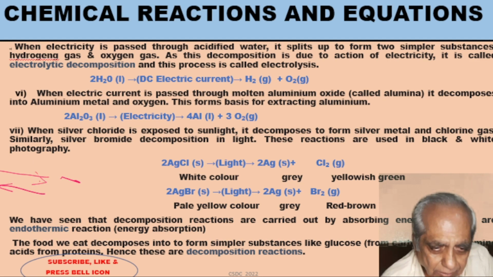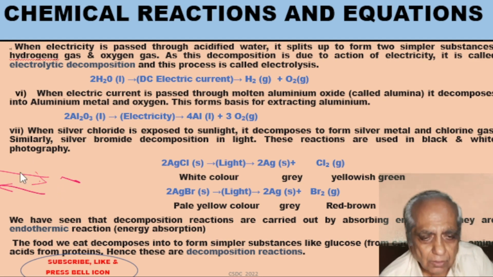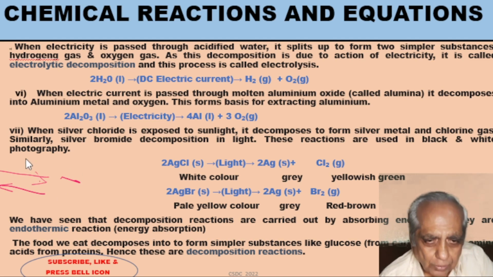This is positive and this is negative. So I have to use DC supply so that my electrodes remain with the same polarity. When electricity is passed through water, it gets decomposed into hydrogen and oxygen. Water is made up of two elements, hydrogen and oxygen. Now it has decomposed, so a single product is forming two elements.